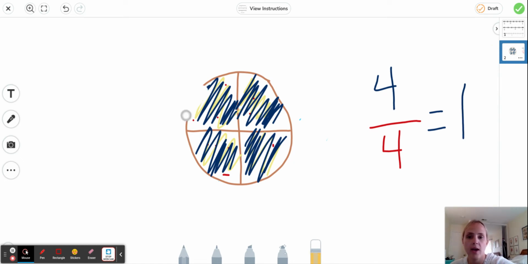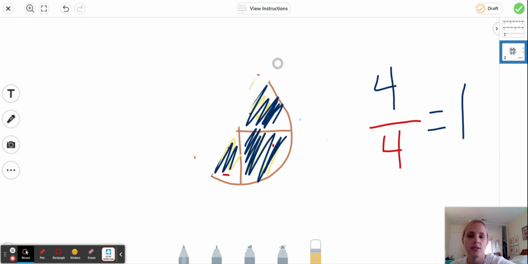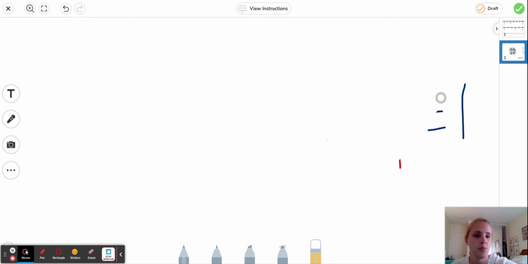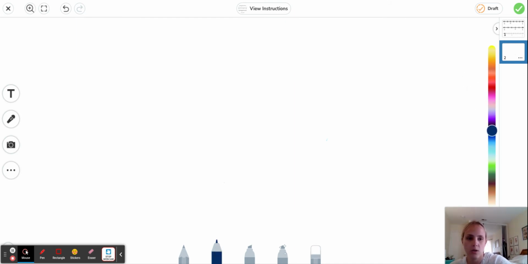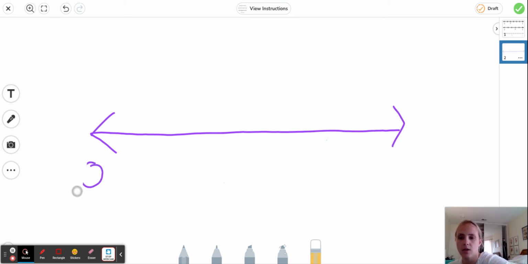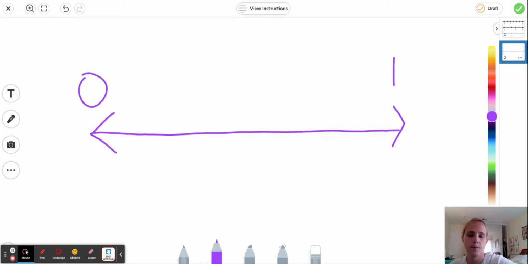Okay, I'm going to erase that, and I'm going to do another example, another number line, and we are going to try to find what numbers on this number line that I'm going to show you are in between 0 and 1. So, let's do a purple line. Here's my number line. Here's 0 over here, and there's a 1 over here.